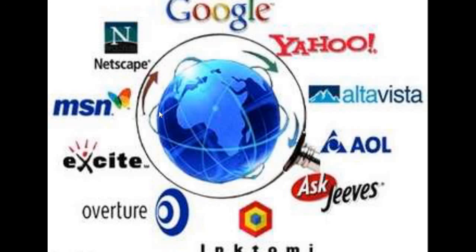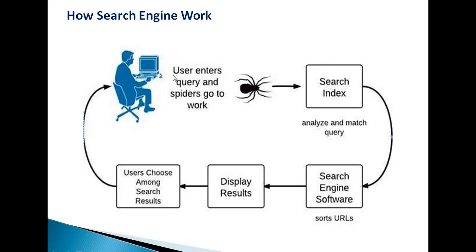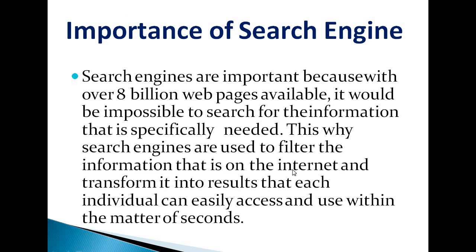Different search engines you can see in the slide. How a search engine works: how a robot, how a spider carries search indexes, how the search engine software sorts the URLs, how the result is displayed, and how the user can choose which is relevant to their query. So here is the work related to the search engine. Some importance of search engines I have mentioned, which is basically used to filter the information that is on the internet and transform the results which are related to them individually. They can access their results also.